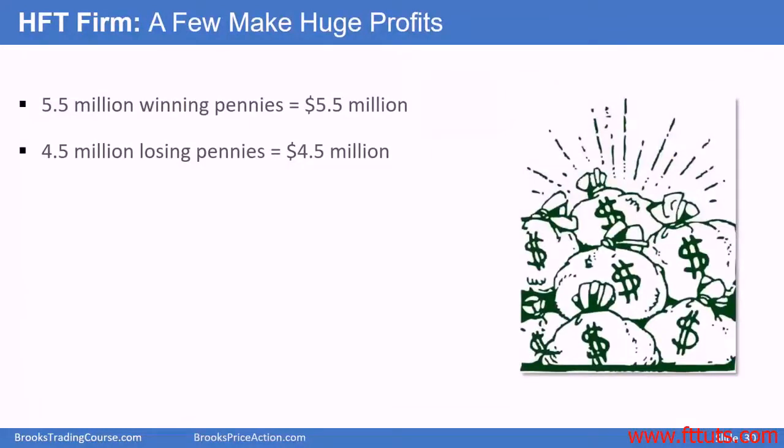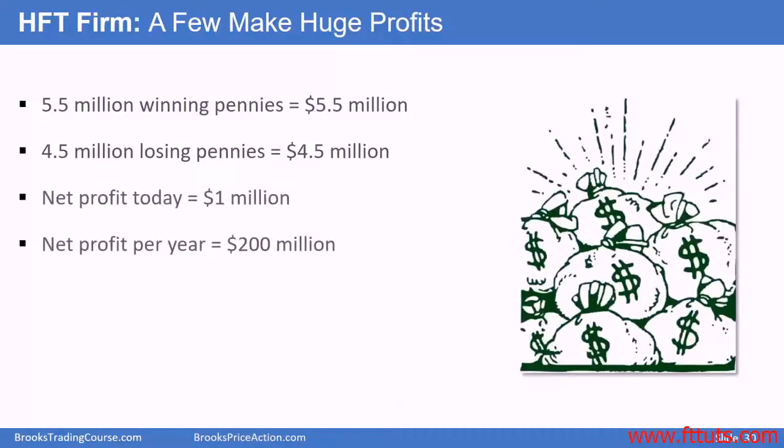So they won 55% of the time. So they won 5.5 million times today, and they lost 45% of the time. They lost 4.5 million times today. So they made $5.5 million, and they lost $4.5 million. So they ended up netting $1 million. But there are 200 trading days, approximately a year.